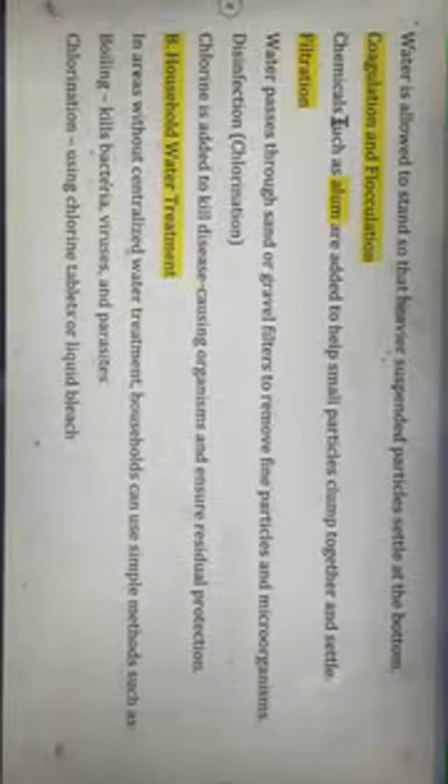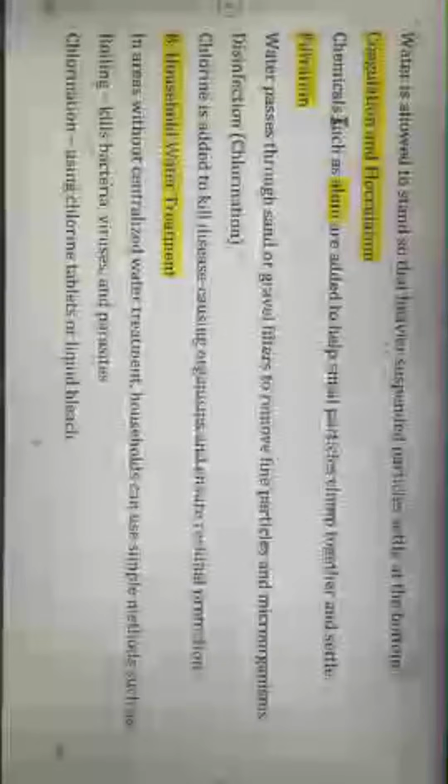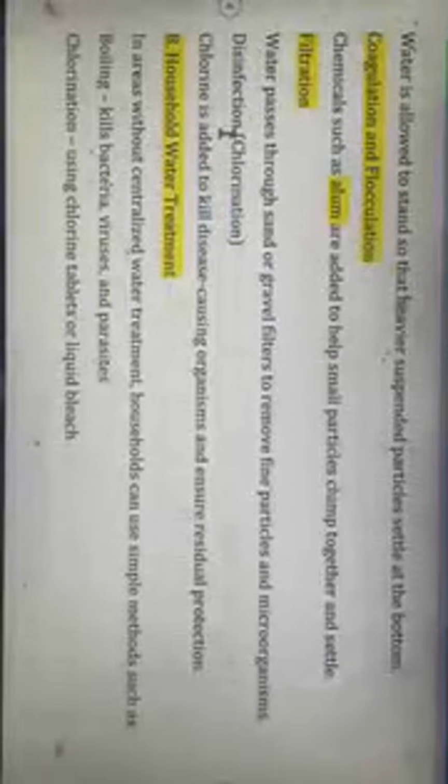Coagulation, adding alum. When alum is added to the water, the particles will what? Gather together in form of what? Flock. What we call flock. They will clump together in what we call what? Flock and settle. Are we together? Chlorination, using what? Chlorine to kill what? Microorganisms. That is for community level.